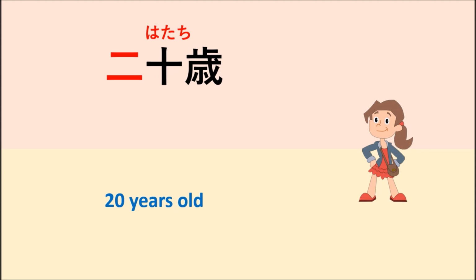But actually when you speak the right way, they say hatachi. They don't say nijussai. Nijussai can be understood too, but the good way is you should say hatachi. If you say hatachi, they will feel that you are good at Japanese. But if you say nijussai, okay, I understand you, but maybe you are not good at Japanese. You are good, but not really good. So the same like this.